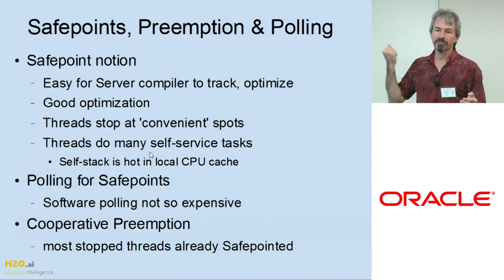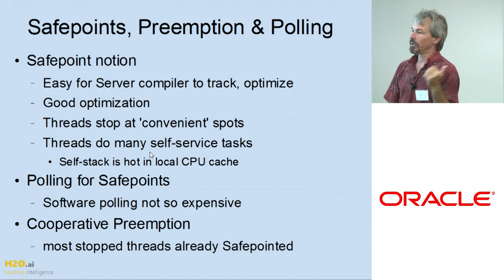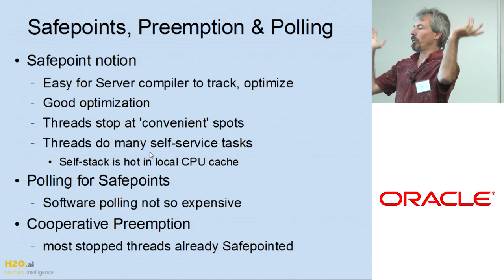Turns out polling was pretty cheap. On x86, as I mentioned before, grabbing a bit from thread local memory, masking the stack pointer, comparing against a branch, it's perfectly predicted, and away you go. It was just dirt cheap. And then the cooperative preemption we talked about already.